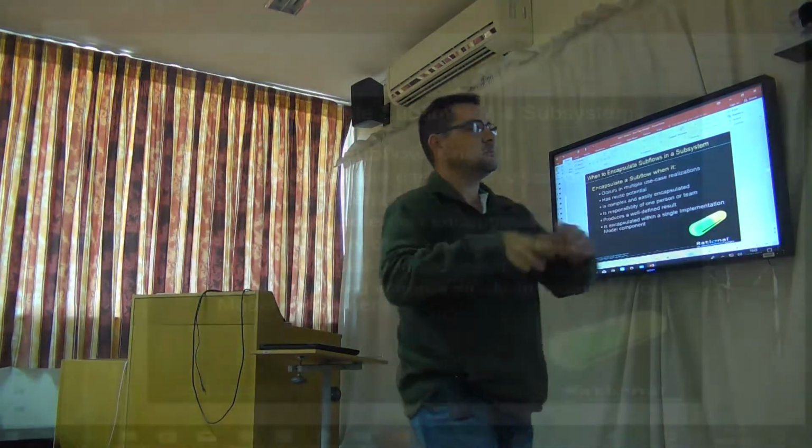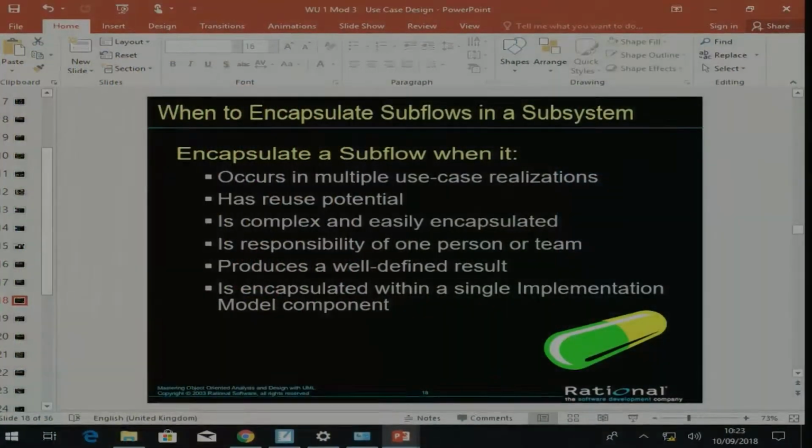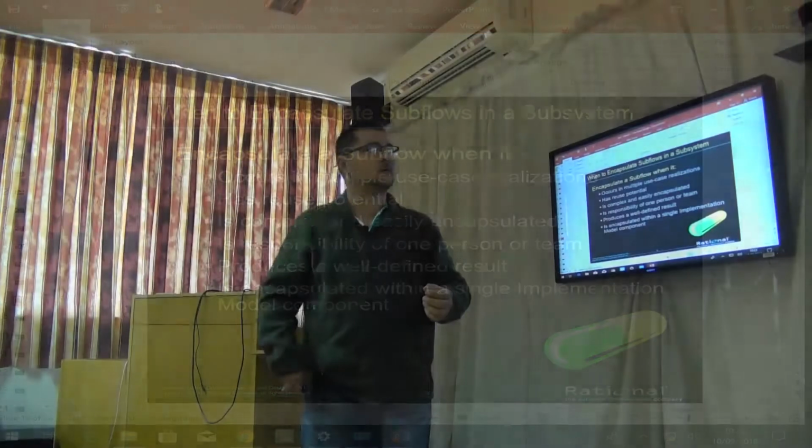Okay. If there's a potential for reuse, if you have some of the functionality which is going to possibly be reused over and over again, then you can place it in a subsystem and just create a public interface to it. Okay. If it is complex and can then easily be encapsulated later on, okay.